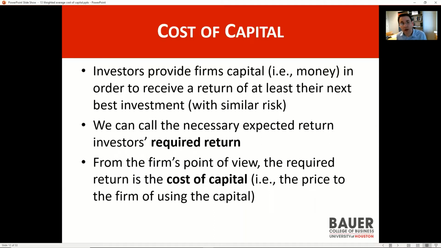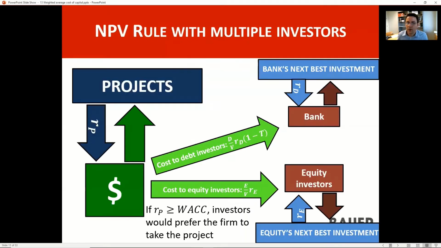The investors are our boss. And so when we make decisions, it's got to be relative to that next best thing. That's the price of capital, the opportunity cost of capital, we've been calling it. We can draw this with multiple investors, just like we can do it with one investor. So let's think about the two basic types of investments in a company. We have debt, we get a bank loan, and then we have equity investors.